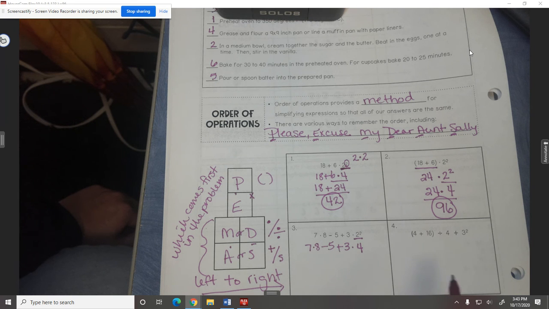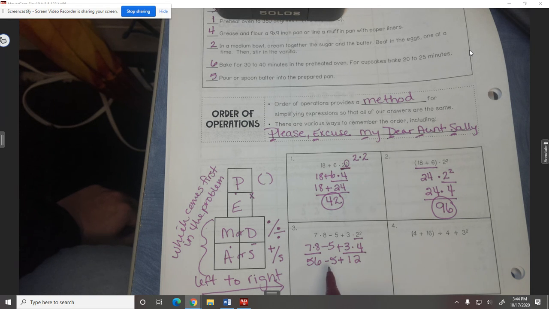I have 2 multiplications, so you have 2 options here. You can either do both multiplications at the same time, or you can do them one at a time. So I could do 7 times 8 and 3 times 4. 7 times 8 is 56, minus 5, plus 3 times 4 is 12. Now what you could have done is you could have done 56 and then brought everything else down. Then you could have done 3 times 4 and got 12. And you would have ended up with this expression right here either way.